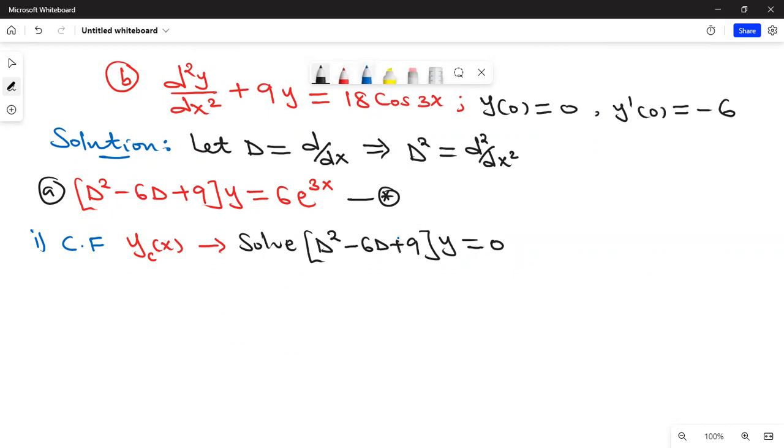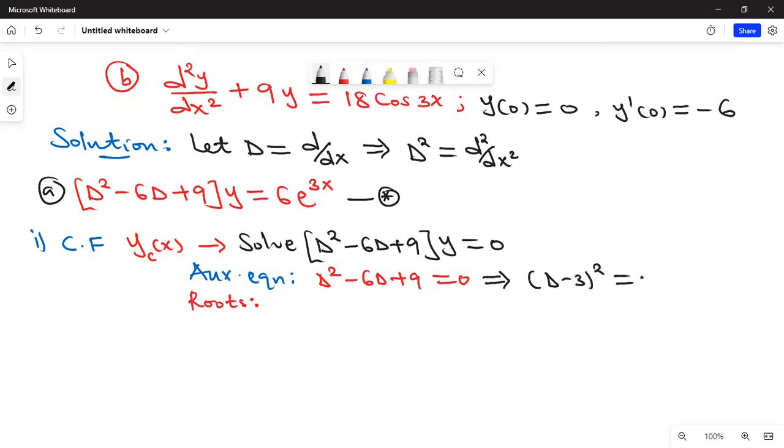So what is the auxiliary equation? We can write here auxiliary equation. You simply equate the coefficient of y to 0. So that is d squared minus 6d plus 9 is equal to 0. This is quadratic in the d operator. We can now find the roots. Remember, this can be factorized to take the form d minus 3 squared is equal to 0.